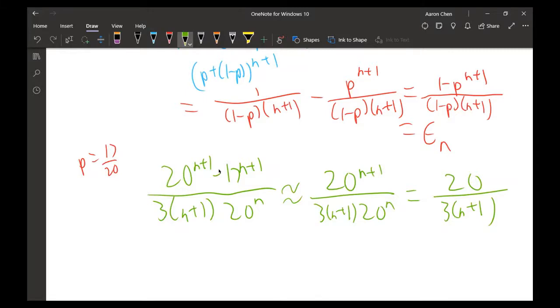So now we want to find the smallest n such that the reciprocal of e of n is greater than 2017. So we want to find the smallest value of n such that e of n is less than 2017, because this goes both ways.